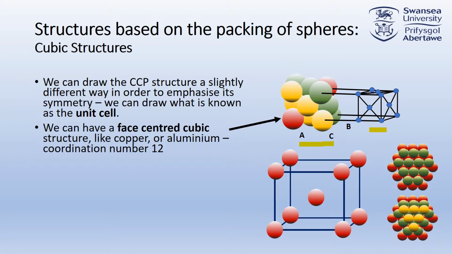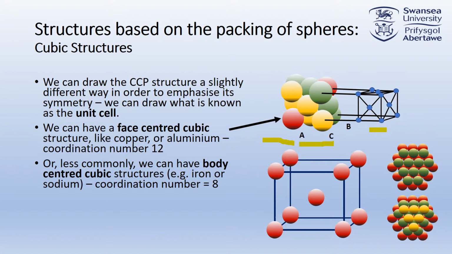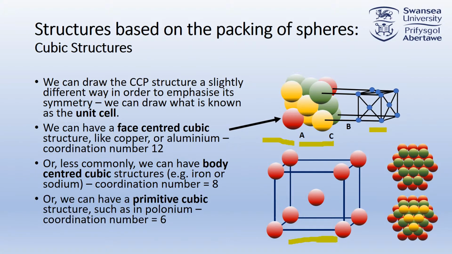We can have a face-centered cubic structure like copper or aluminium, and this has a coordination number of 12. Okay, so here is our face-centered up here. Or less commonly, we can have our body-centered cubic structure, and an example of this would be iron or sodium or potassium. And here's our example of the unit cell down here. Or we can have a primitive cubic structure, which is incredibly rare, as such is only demonstrated in polonium, and this has a coordination number of 6.